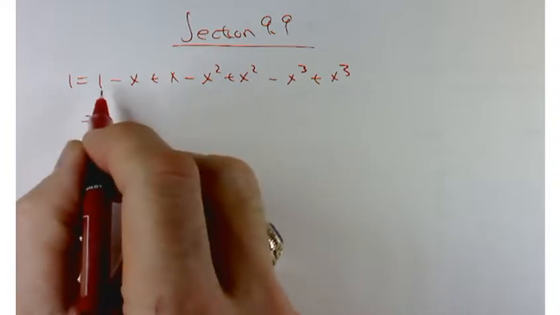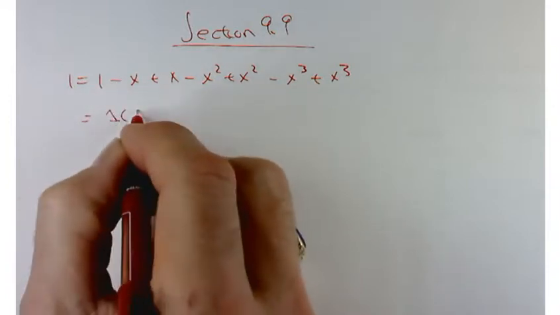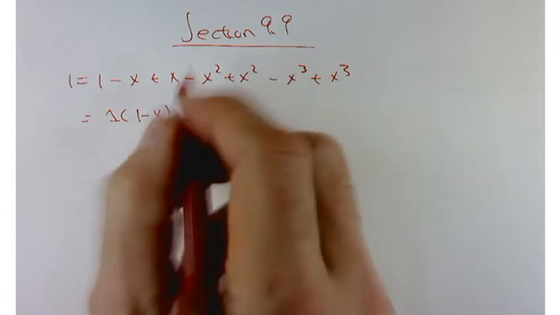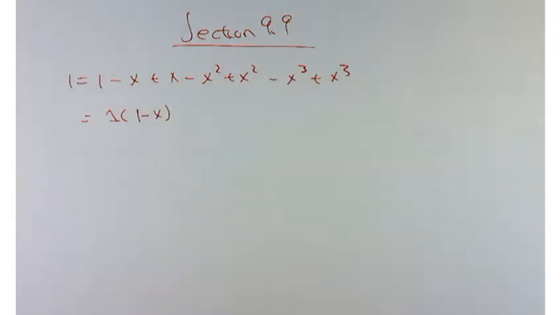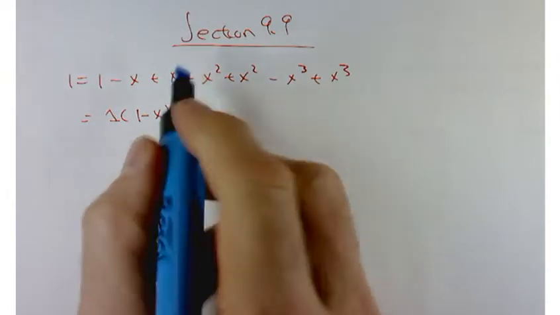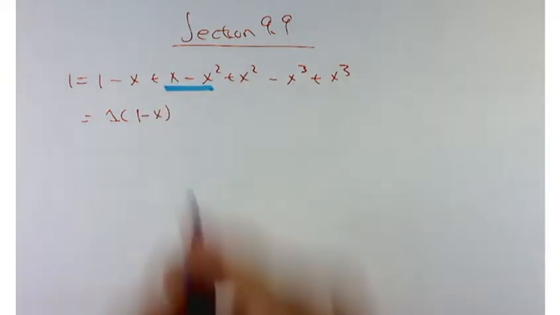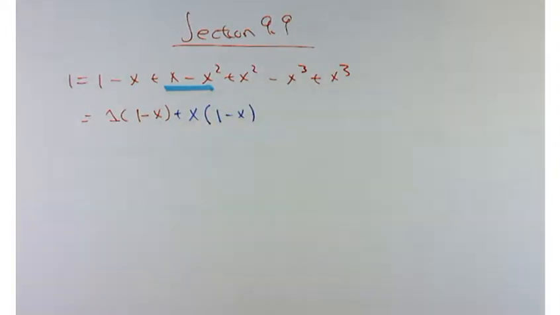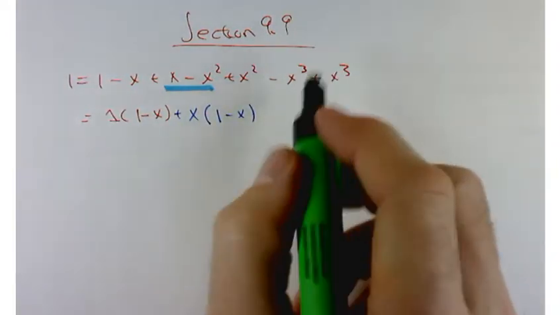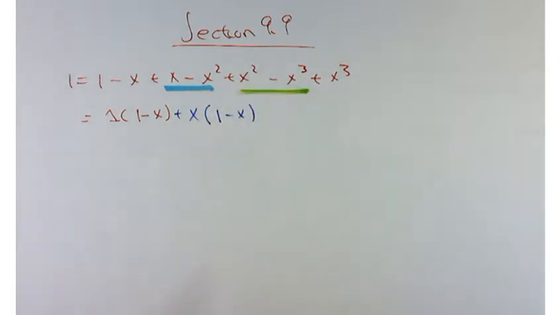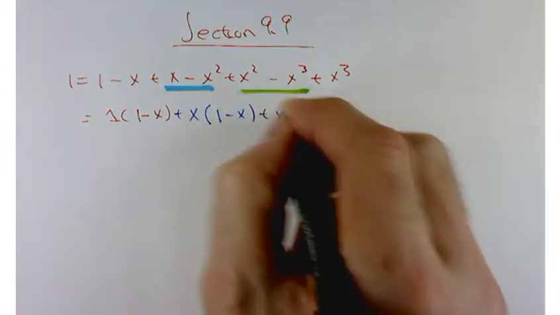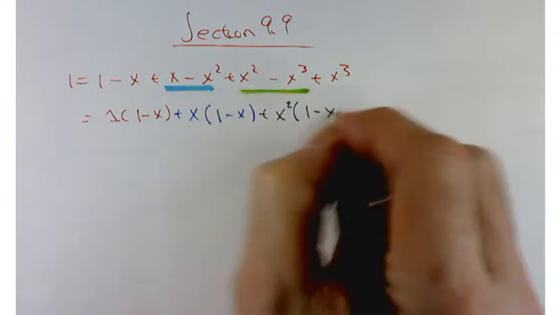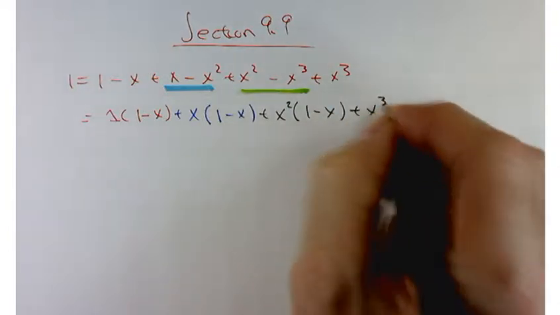What I'm going to do is factor out a 1 from that first term, 1 minus x. And from this next pair, this one right here, I can factor out an x. And that leaves behind, well, 1 minus x. And from the pair behind that, this pair, I can factor out an x squared, right? If I factor out an x squared plus x squared, that leaves behind, well, 1 minus x. And I think you can kind of see the pattern here.